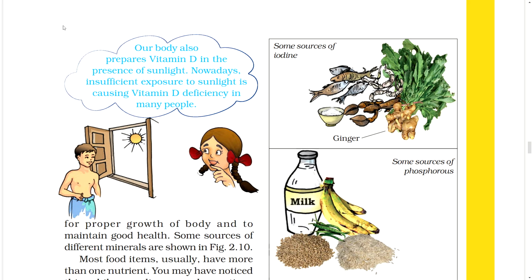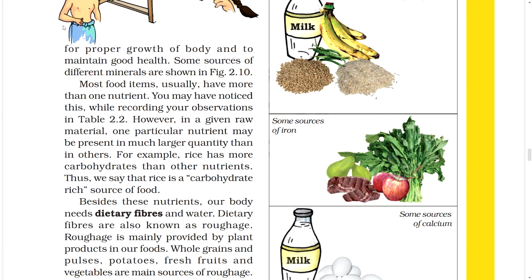For proper growth of body and to maintain good health, some sources of different minerals are shown in the figure. Most food items usually have more than one nutrient. You may have noticed this while recording your observation in the table. However, in a given raw material, one particular nutrient may be present in much larger quantity than in others. For example, rice has more carbohydrates than other nutrients. Thus, we say that rice is a carbohydrate-rich source of food.